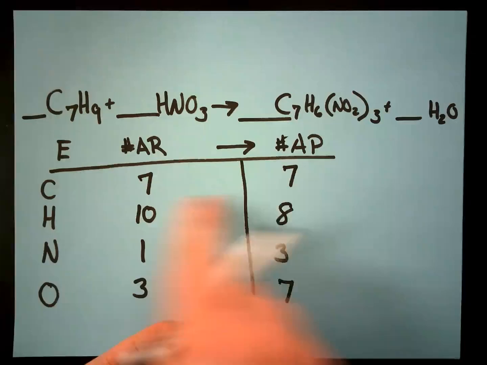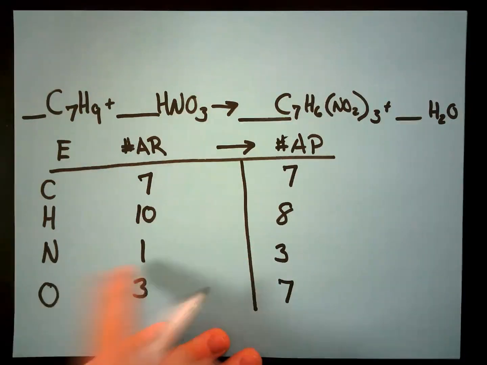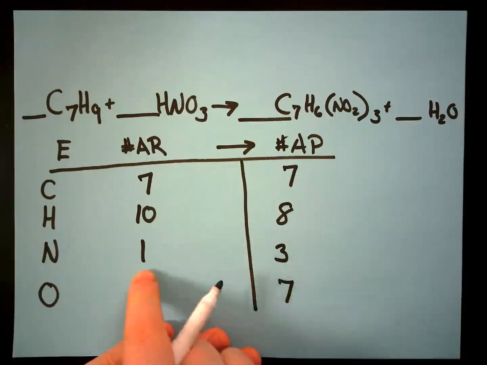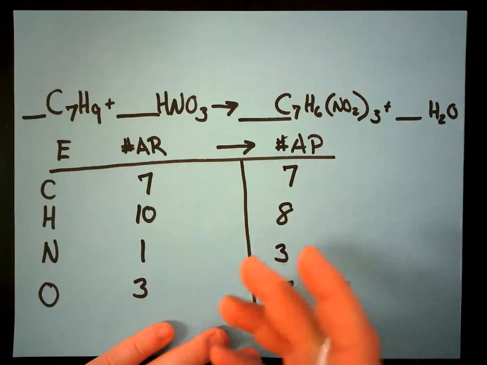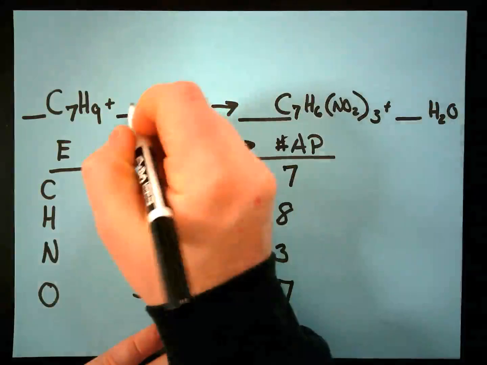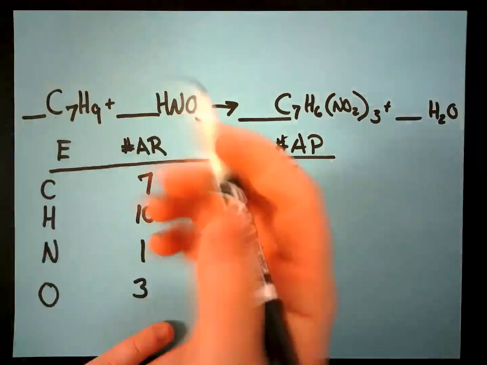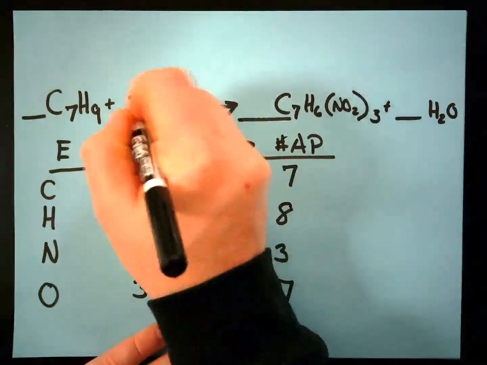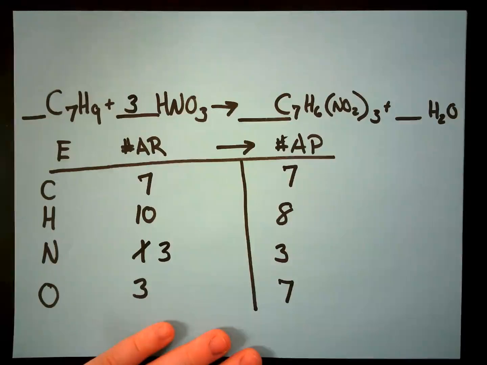But I noticed that my carbon here is already 7, and I can't really do anything with that. So I'm just going to start with my nitrogen, actually. Nitrogen seems like it's going to be easy to start. I've got a 1 over here and a 3 over here, so I'm going to change this to a 3. Here's where I really hope you guys use pencils. I'm just going to keep using my marker, but I'm going to put a 3 up here and see what happens.